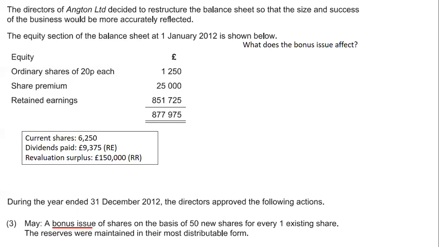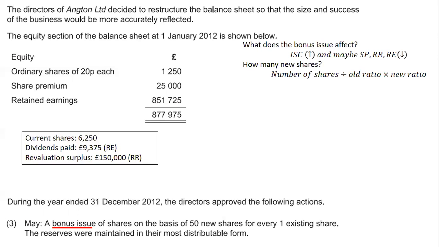So first question, what does the bonus issue affect? Well, it affects the issued share capital, that goes up, and maybe a combination of share premium, revaluation reserve, and retained earnings. Now, it could be all 3 are affected, it could just be 1 affected. It depends how much we currently got in each of those accounts. How many new shares? So we use the formula, number of shares divided by old ratio times by new ratio. So the new ratio is 50 new shares, 1 existing share, so 1's my old. So 6,250 divided by 1 times by 50 gives us 312,500 shares, sorry.